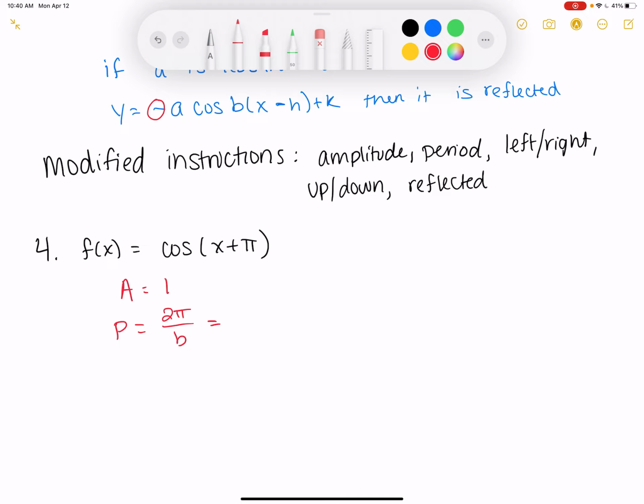There is no b value. It's the number in front of x, so b is 1. So it's just going to be 2 pi over 1, or just 2 pi. You don't have to write the over 1 part. At this point, you can just tell me that it's 2 pi.